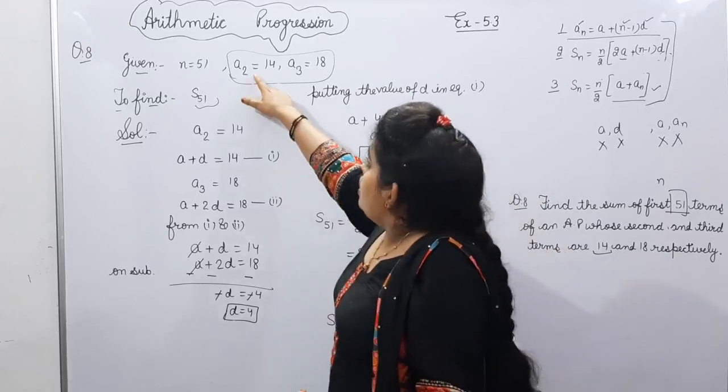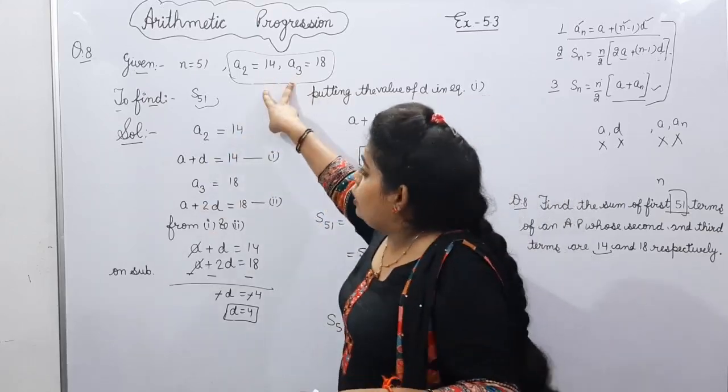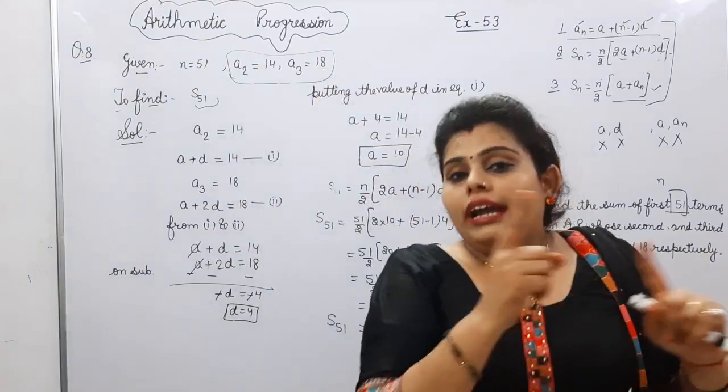So we can see here a2 and a3 are given. So using these values we will find the value of a and d.